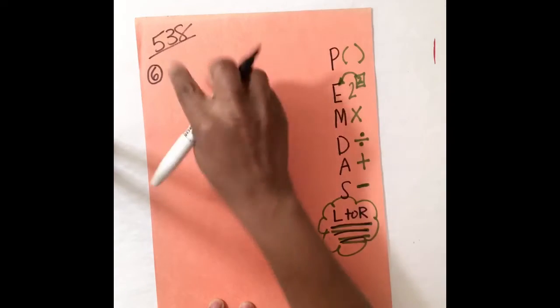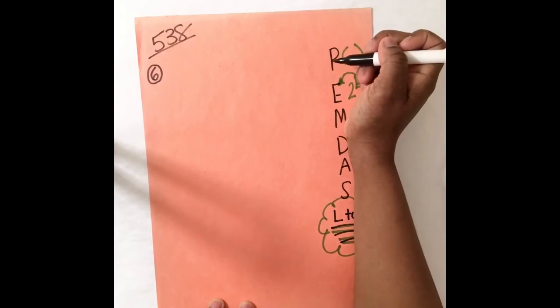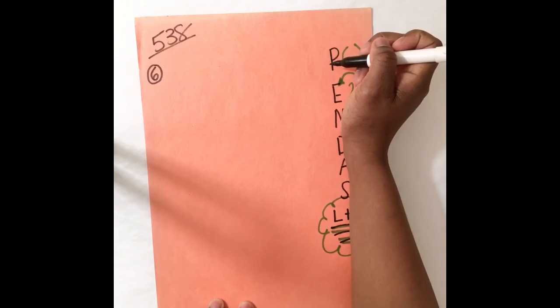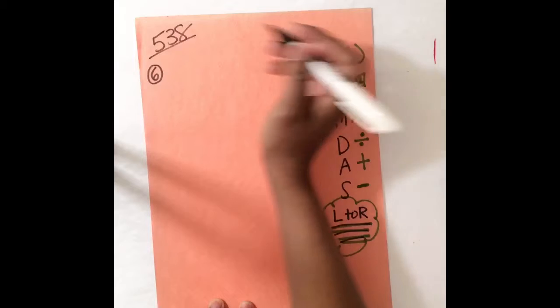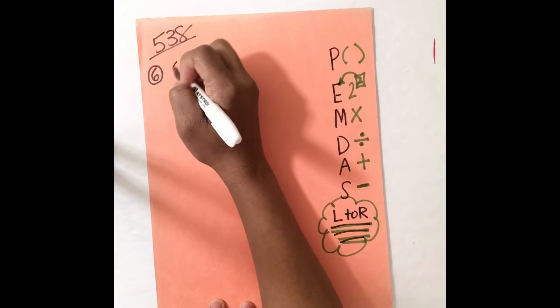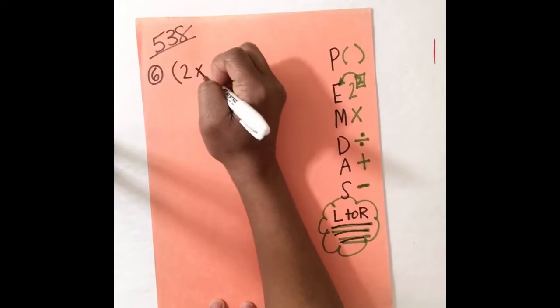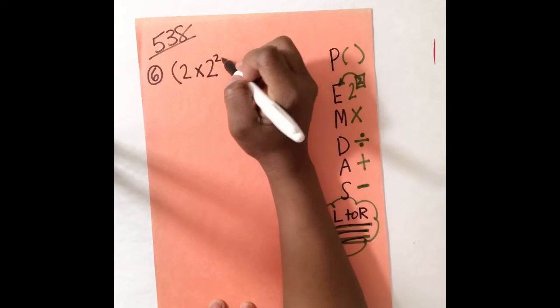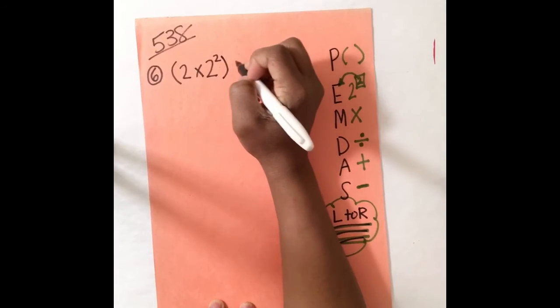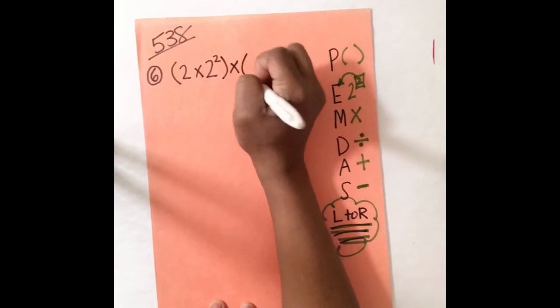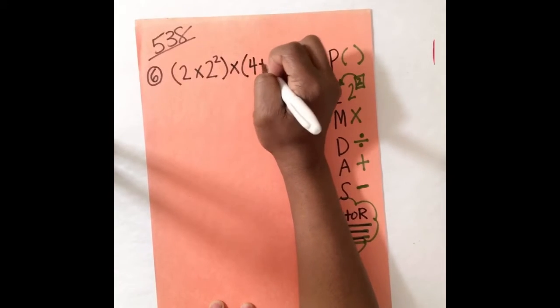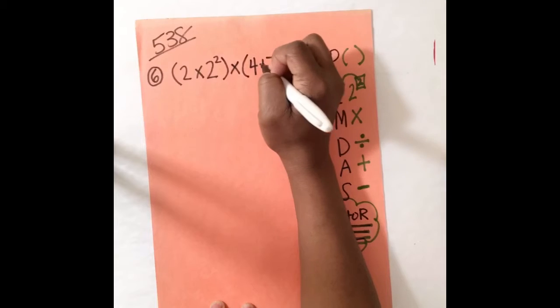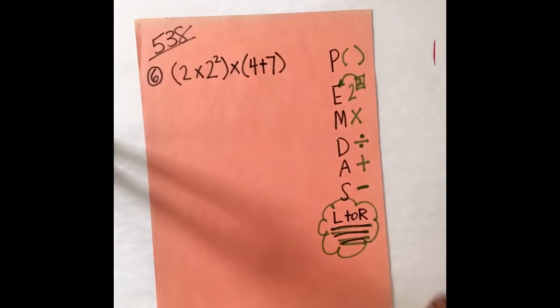So the first thing you're going to do when you're showing your work appropriately is copy the problem down exactly as you see it from the book. So this one is parentheses 2 times 2 to the 2nd power. There's an exponent here, close parenthesis, times parenthesis 4 plus 7, close the parenthesis, okay?